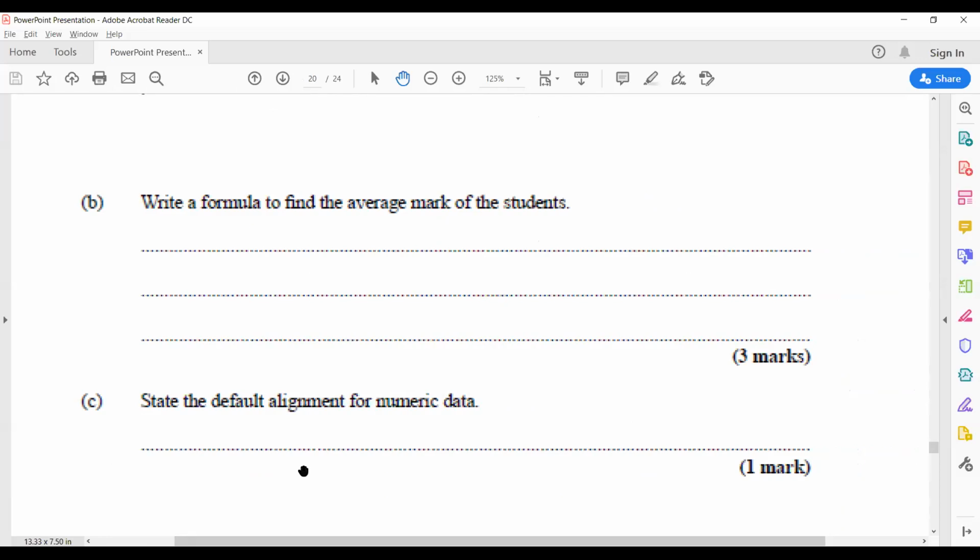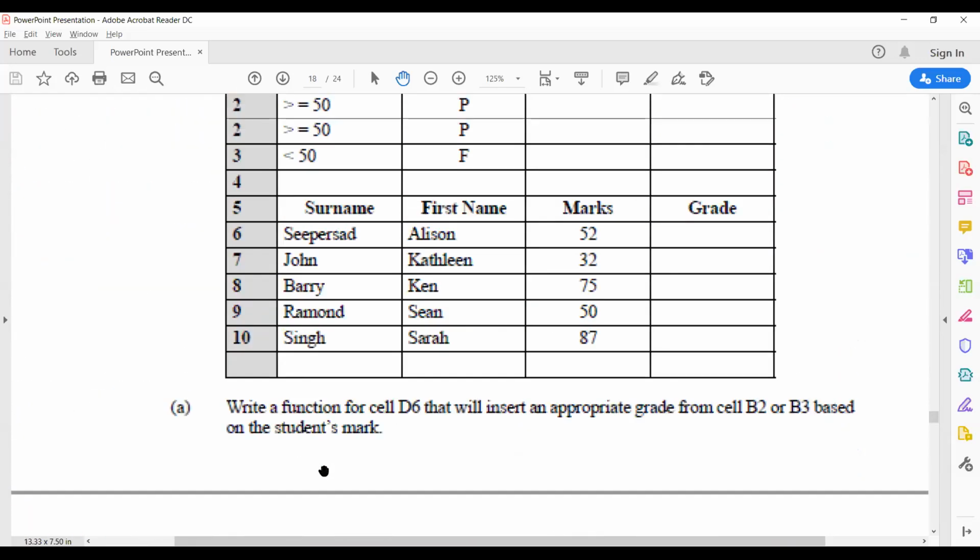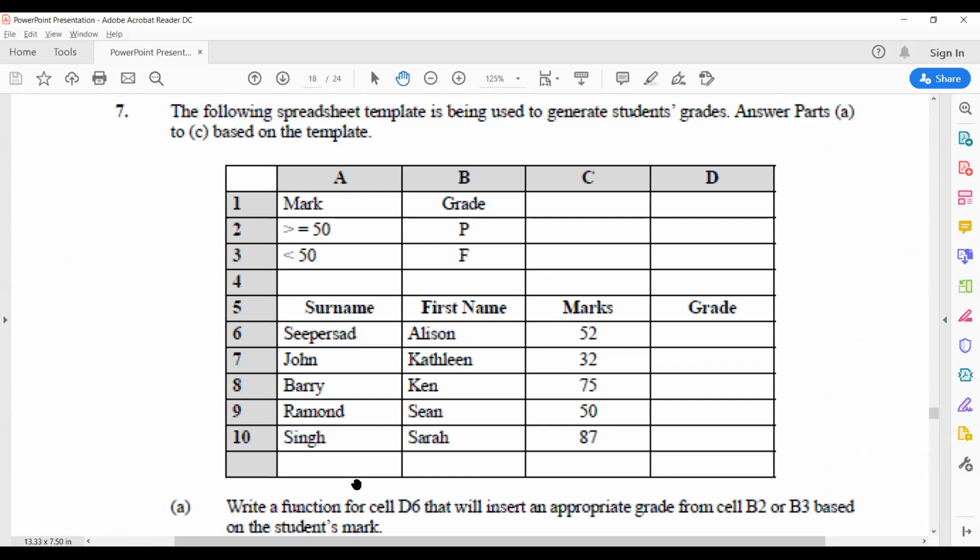Write a formula to find the average mark of the students, right? And then state the default alignment for numeric data. Okay, so I'm going to put the spreadsheet back up on the screen. And what you want to do is write a formula to find the average marks of the students and the default alignment for numeric data. I'll give you all a couple of minutes for that. You can put the answer in the chat.